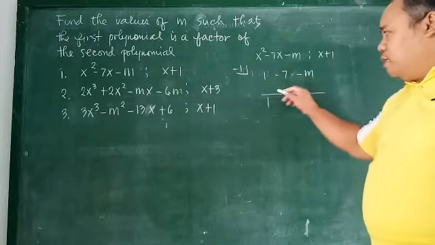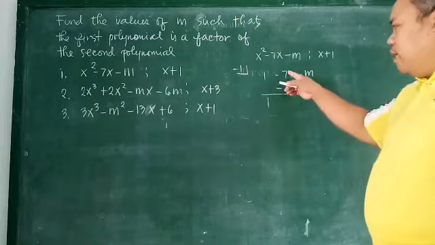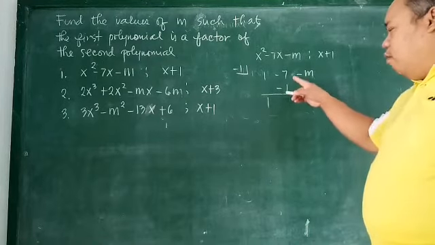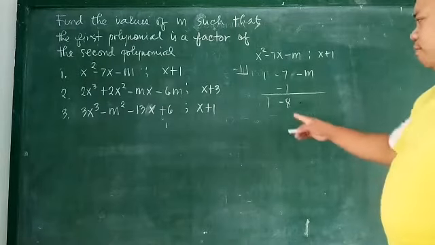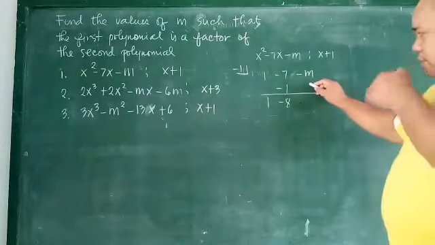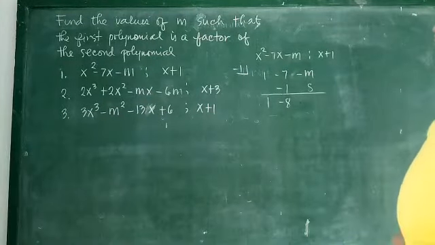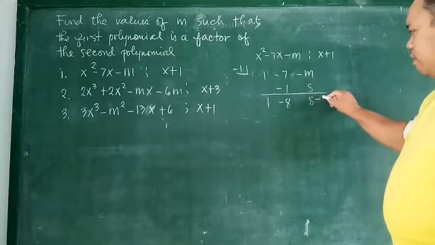1 times negative 1 is negative 1. Then negative 7 plus negative 1 is negative 8. Then negative 8 times negative 1 is positive 8. So here the last term comes out as 8 minus n.